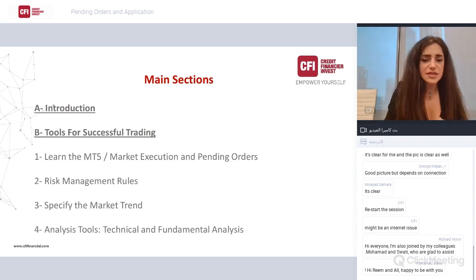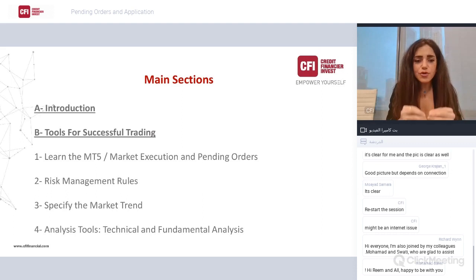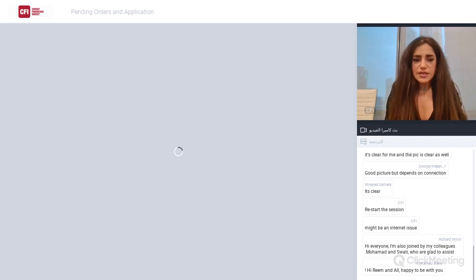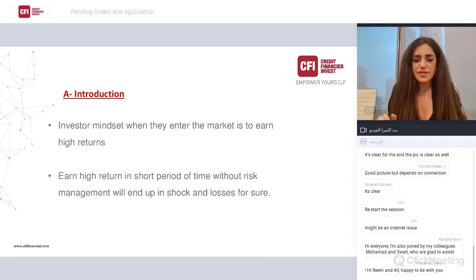There is another category that's technical, which is usually pure numbers. It makes us predict and plan our trade based on numbers. So combining those two, along with understanding the tools that the MT5 provides and the orders there, and specifying a market trend, we can try to minimize our risk. Clear? Okay, I'll move forward now, team. Let's start with the big umbrella, which is learning how to use the MetaTrader 5.